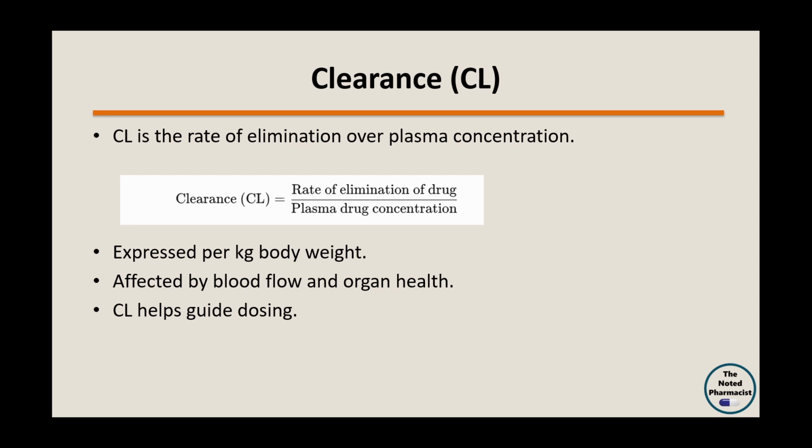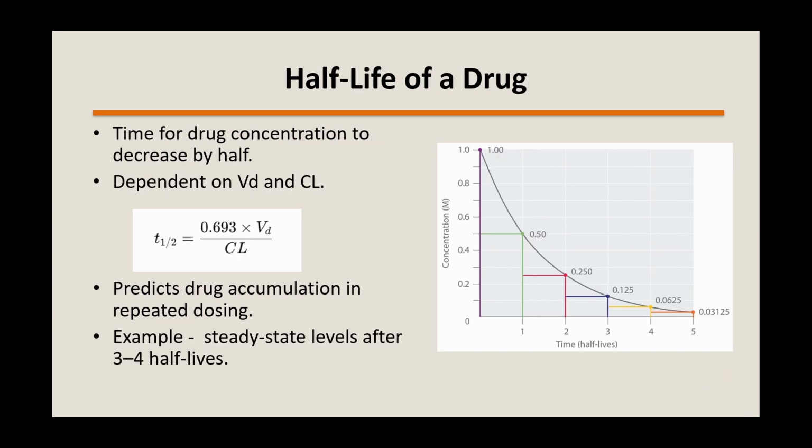Clearance is sometimes expressed as clearance per kg of body weight. The magnitudes of clearance for different drugs range from a small percentage of the blood flow to a maximum of the total blood flow to the organs of elimination. Clearance depends on the drug, blood flow, and the condition of the organs of elimination in the patient.